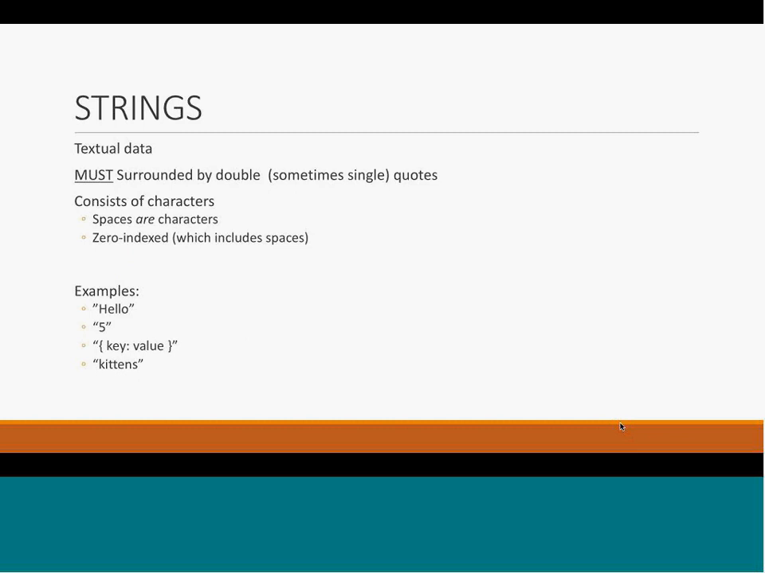So strings. Strings are textual data. They must be surrounded by double or sometimes single quotes and are lists of characters. What's important about this is that spaces are characters in strings. They are zero indexed. Example strings include those below: the double quotation marks with hello, double quotation marks 5, these brackets with key, comma, value, and also kittens. So even if you see a number, it's technically a string because it's surrounded by double quotes.